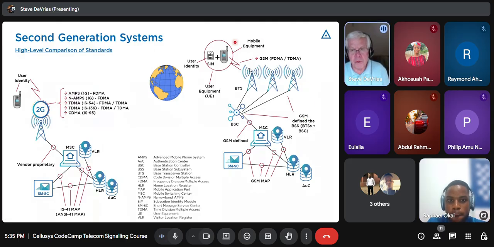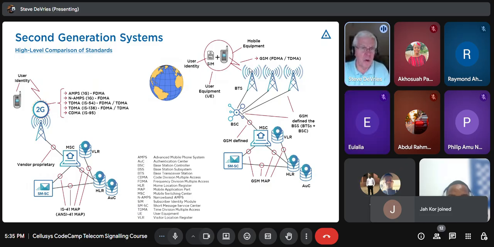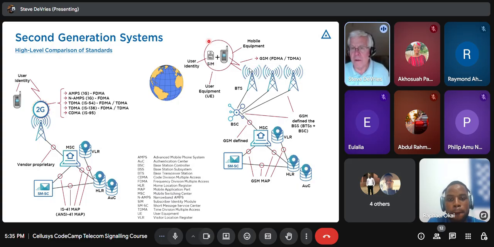And one of the things to remember is GSM, which was the predominant second generation system. It's a French acronym, but they made it more English with Global System for Mobile Communications. It was a standard. A key thing to remember is that the handset, your mobile equipment and your SIM card, became what's known as your user equipment. It was a standard radio interface.